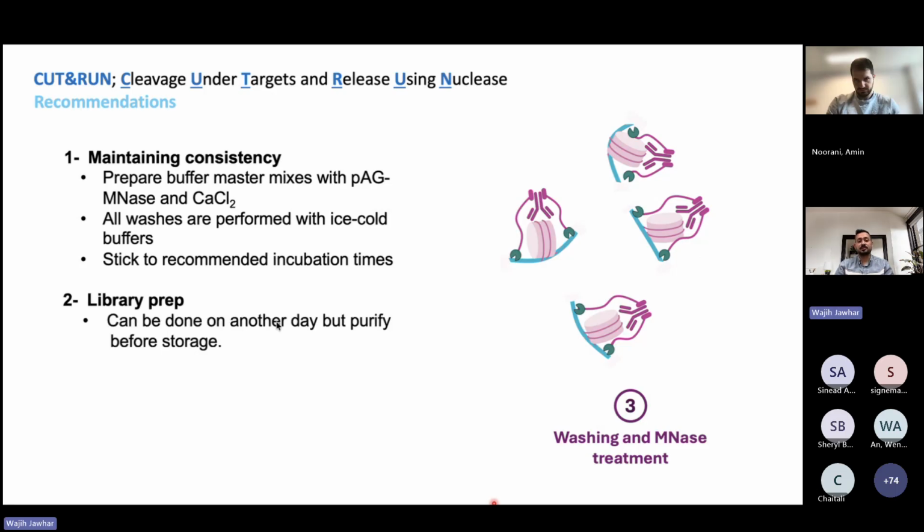And then library prep can be performed after you purify your DNA from these complexes. In my own experimentation, I haven't seen any samples being compromised if I left them overnight. So you can leave your sample overnight in the fridge, but at least purify the DNA, and then you can do library prep the next day.